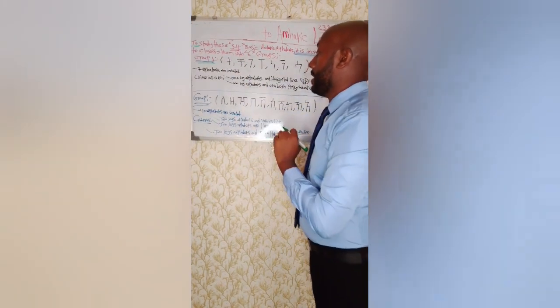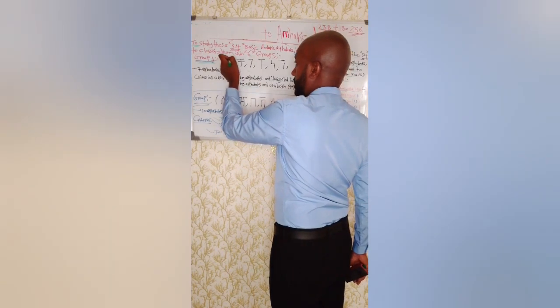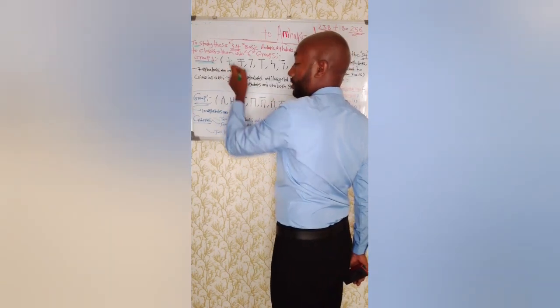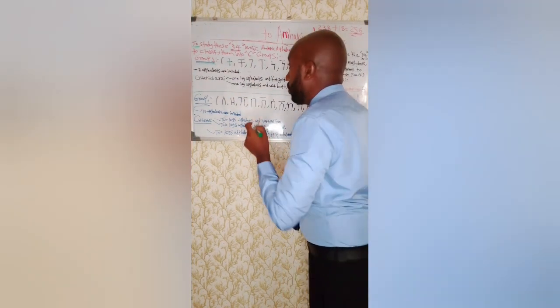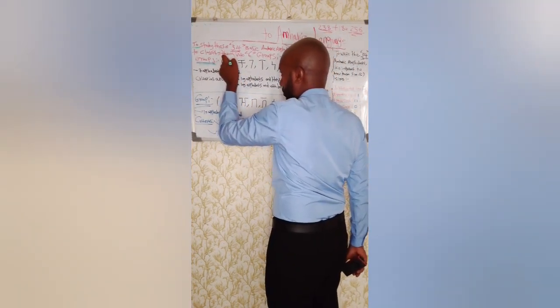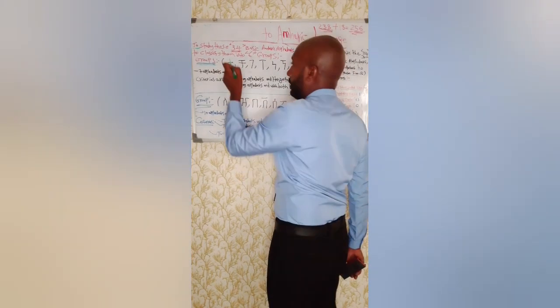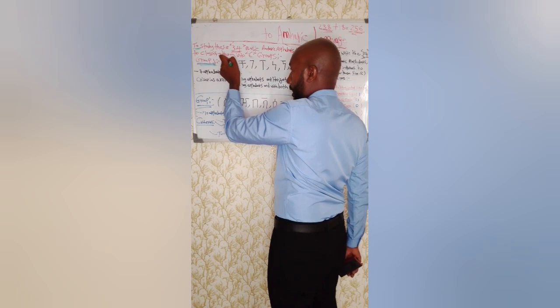Here, this alphabet is called Ta. T-E, Ta. And it is included under group 1. Because why? It has one leg here, and a horizontal line in its middle. It has one leg, okay?